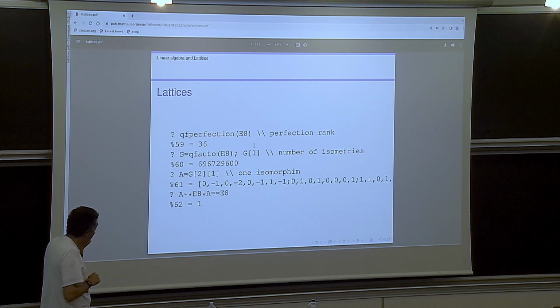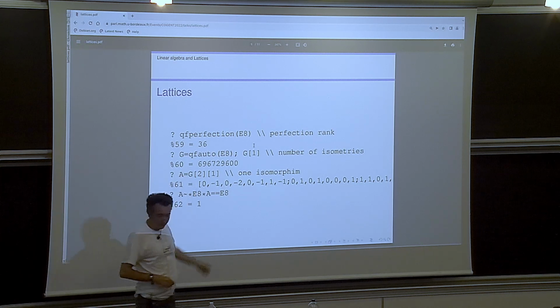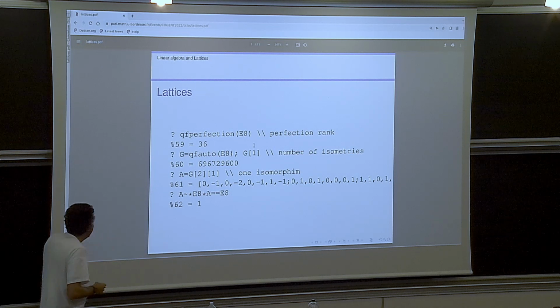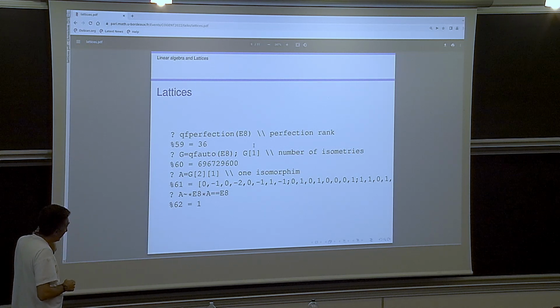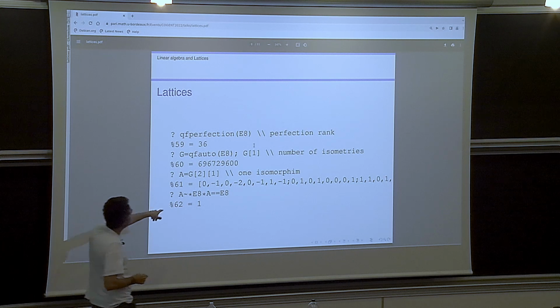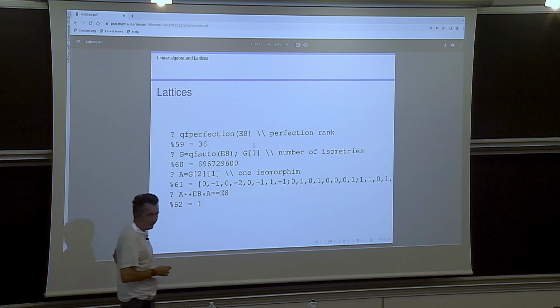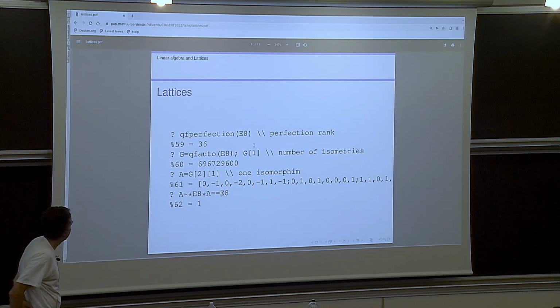Okay? So now you might be interested in the number of isometries. There is a function qfauto that computes the automorphism group. And the first component is the number of isometries, and we get this number, which is the same as in the slide. Okay? So this is still a group with a lot of automorphisms.